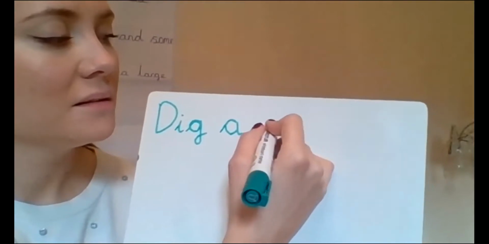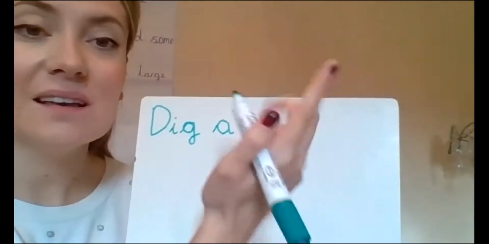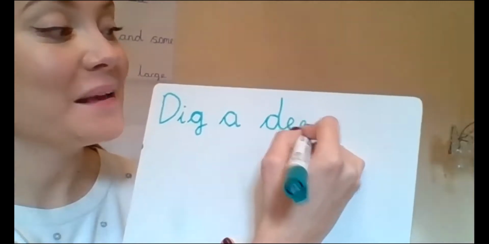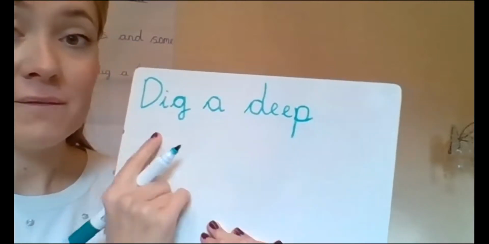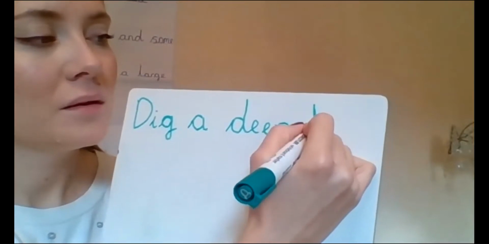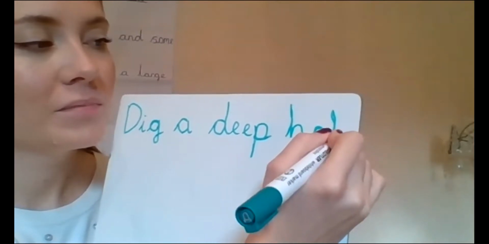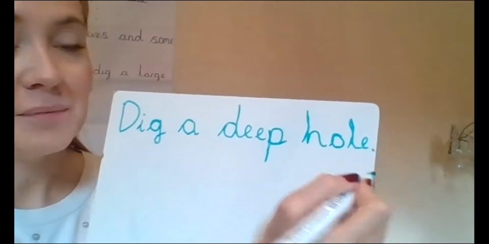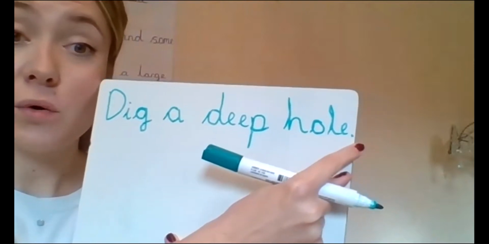D, E, P. Deep. Dig a deep hole. Hole. And at the end, just try and fit it in. Full stop. Let's read it together. Dig a deep hole.